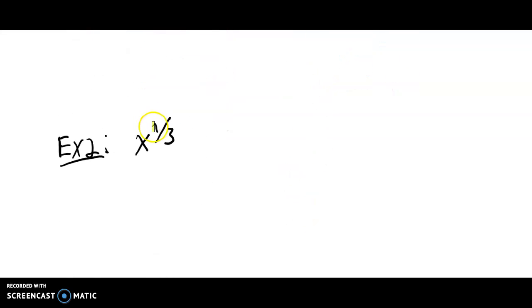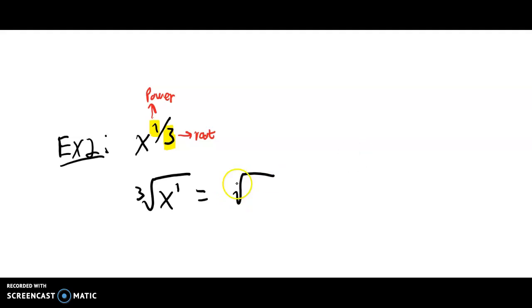Okay, let's go through some more examples. Example 2. I've got x to the power of 1/3. 1 is my power, 3 is my root, so I get x to the first cube root. Generally, we don't have to write the exponent of 1. It is our assumed exponent, so we can just put the cube root of x.